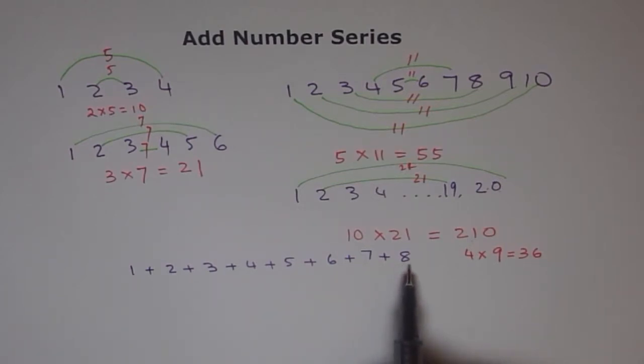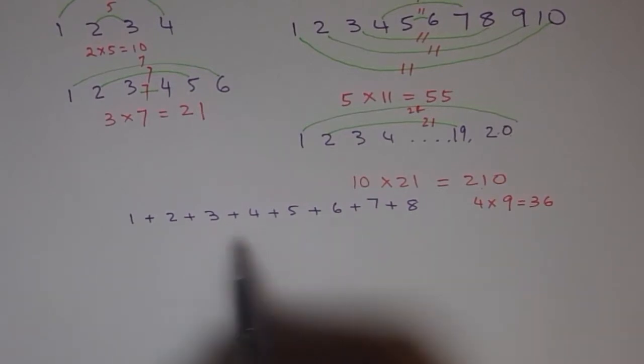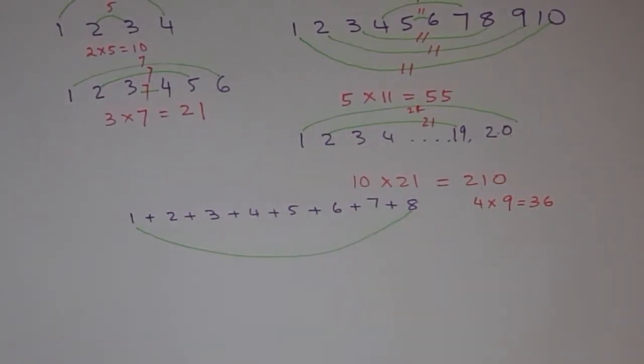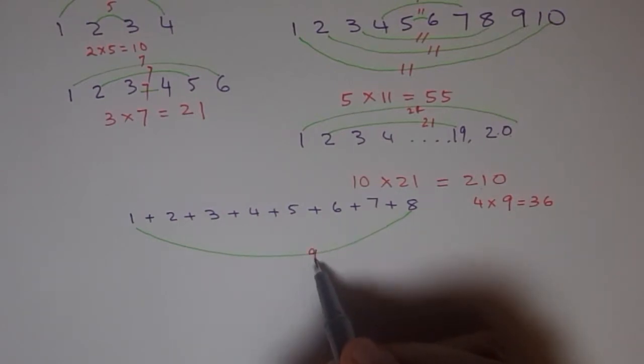Do you agree with me? If not, we can go through the process of adding. Okay? So we'll add 1. Let me just put it here. Let's add 1 plus 8. How much do you get? 1 plus 8 is 9.